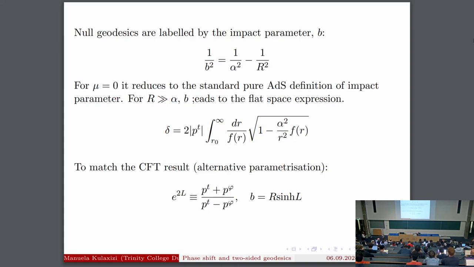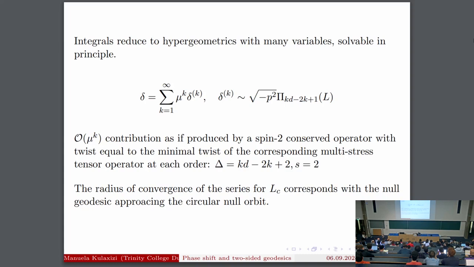To match with some CFT result, you remember we showed an impact parameter parameterized by L. You can relate it in this way. In principle, there are just two parameters in the phase shift, S and B: S, the Mandelstam variable, and the impact parameter. The integrals are not very complicated, and one way to do it is directly. You have to use some complicated hypergeometric, Lauricella-like functions with many variables, but that's doable. Another way is to do it order by order in the mu expansion, and then you'll notice that a nice concise expression comes at each order.